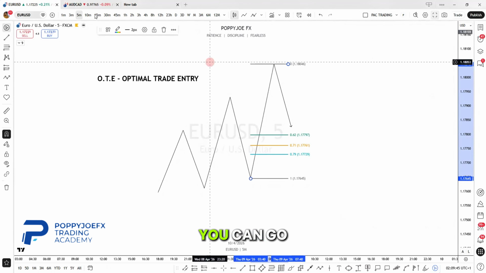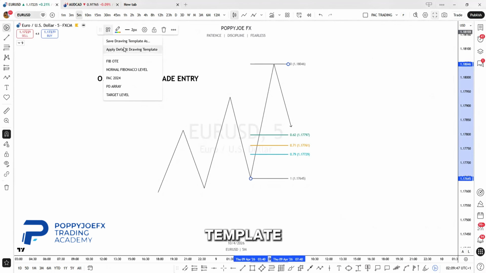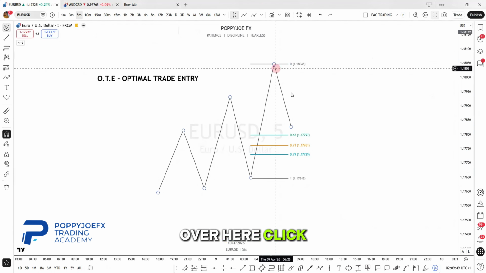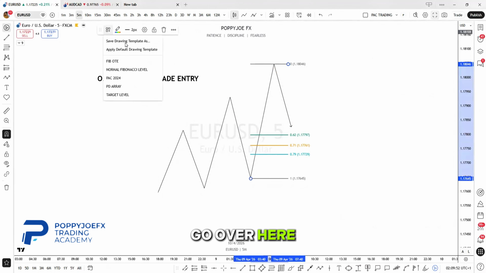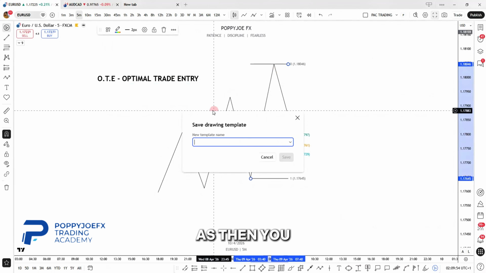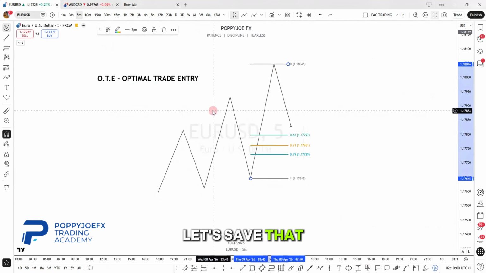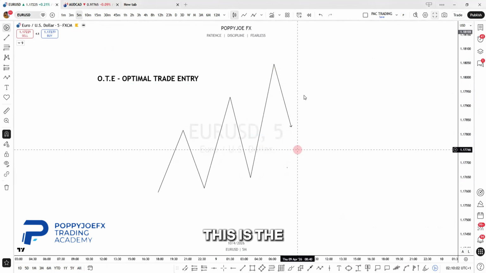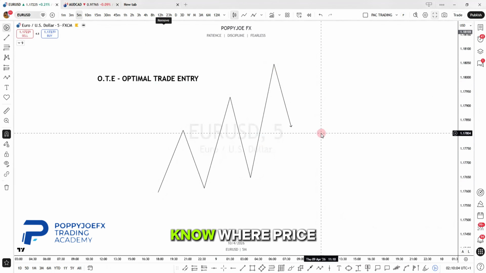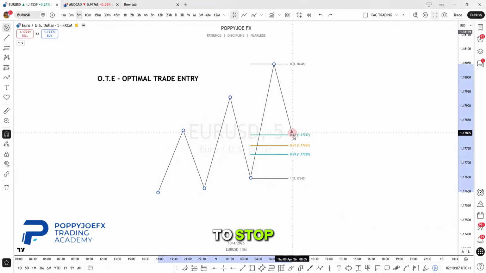When you have this, you can go ahead and save it to your template. Click on the object itself, go over here, save drawing template as, then you can save it as PAC OTE levels. Let's save that. So for now, these are the settings. You're able to use that to know where price is likely going to stop for retracement.